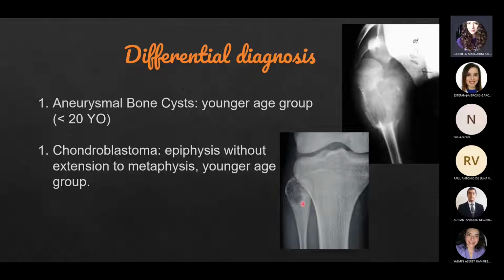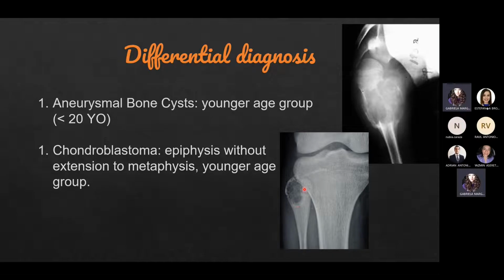Another diagnosis is the chondroblastoma, which is going to occur more frequently in the epiphysis without extending to the metaphysis, which is typical of giant cell tumor, and it also occurs in a younger age group. The chondroblastoma is also going to have a sclerotic margin. And we already said that the giant cell tumor has a non-sclerotic margin, so this is another clue to think more of chondroblastoma rather than giant cell tumor.